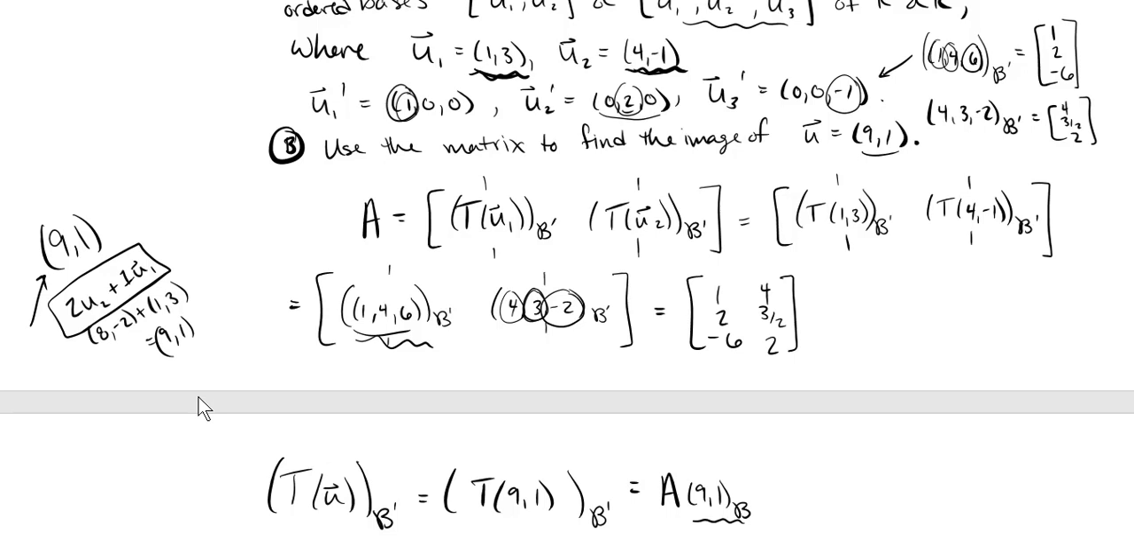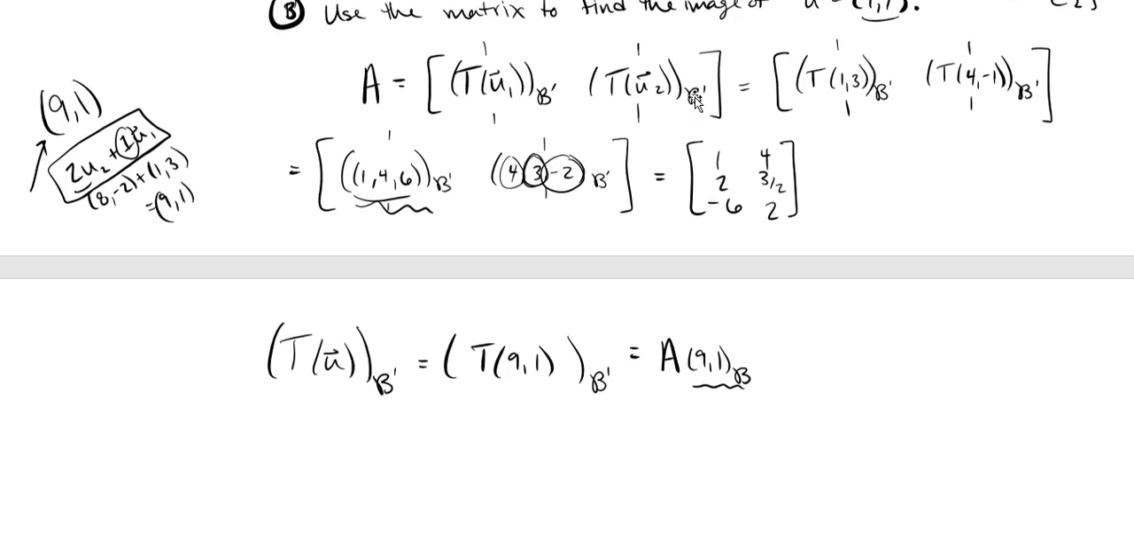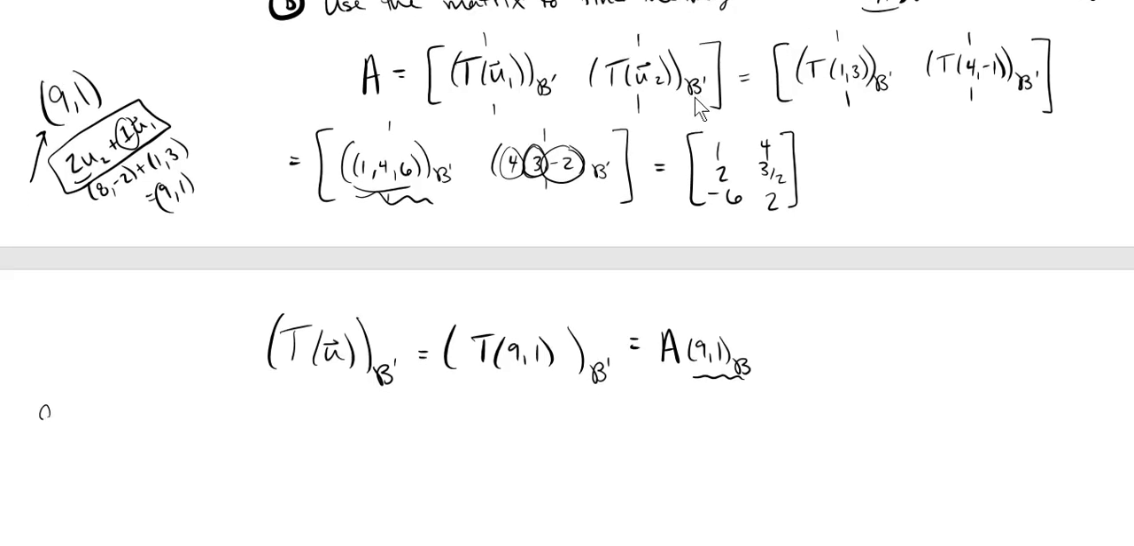Well, then this isn't so bad. All we need to do is take these coordinates. 1 attached to the U1, the first vector in the basis, and 2 attached to the U2, the second. That gives us our coordinates. Vector 9, 1 expressed as coordinates relative to basis B is this. Oops, sorry, it is 1, 2. That was wrong.